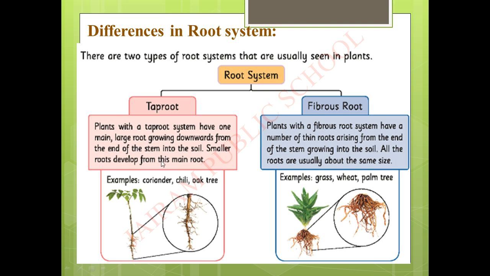Smaller roots develop from the main root. What happens? Small roots will be developing from the main root. This is called taproot. For example, coriander, chili and oak tree. Next slide, I will show you these pictures.